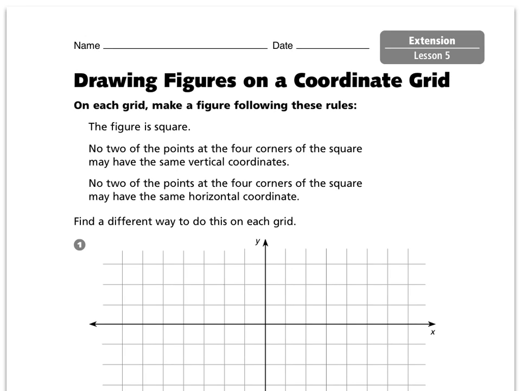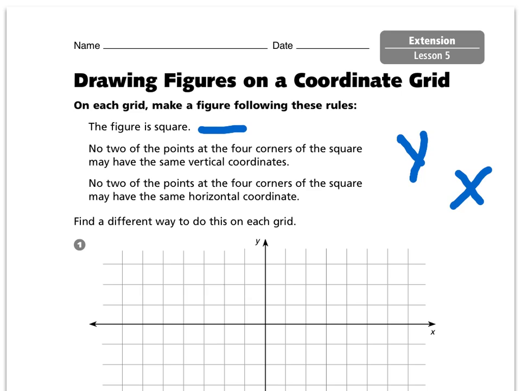Let's look at Chapter 12, Lesson 5, Extension, Drawing Figures on a Coordinate Grid. On each grid, make a figure following these rules. That it's a square, no 2 points at the 4 corners of the vertical axis have the same coordinate, so that's the y-axis can't be the same, and none at the horizontal coordinates can be the same either, so none of the x can have the same number.